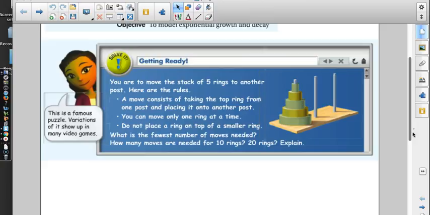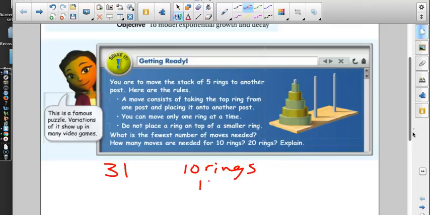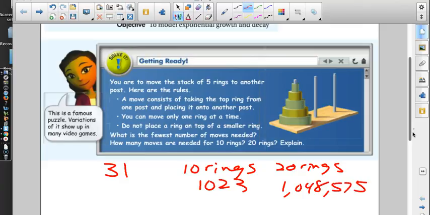And we're not going to spend a whole lot of time on it, but what I wanted to show you was that originally it would take 31 moves to successfully make this work. And obviously if you messed up, it would take more than 31 for you to go back and fix it. And then if we get to 10 rings, now it's going to take 1,023 moves in order to make that happen. And at 20 rings, now it's going to take you 1,048,575 moves to make that happen.